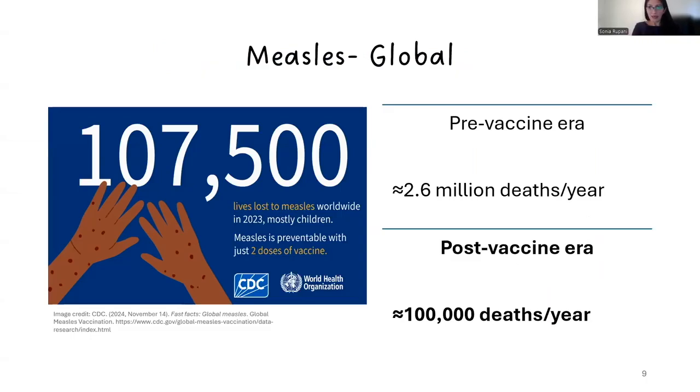Before the vaccine was available, if we look at the global mortality, measles was causing about 2.6 million deaths each year globally. Now that we have this very safe, effective vaccine that can prevent this disease, we are yet seeing about 100,000 deaths a year globally. So this is coming again from CDC. In 2023, so not too long ago, we saw 107,000 deaths because of measles, and most of them were children.